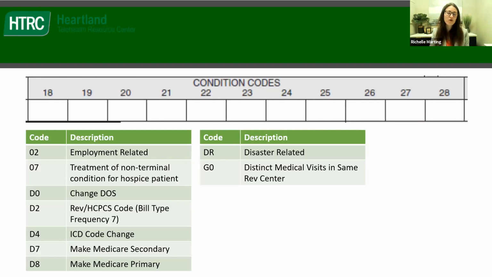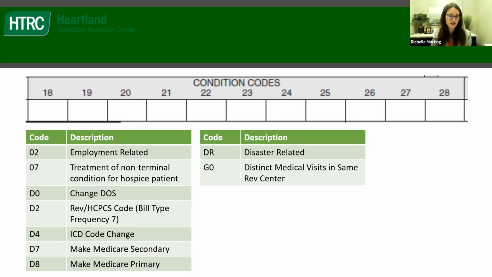So then below the admission and discharge data blocks of the claim form, we have this row called condition codes. Condition codes give us more information about a patient's situation or circumstances. These are 2-digit codes, and there's a huge dictionary of different possible condition codes that we may put on the claim.